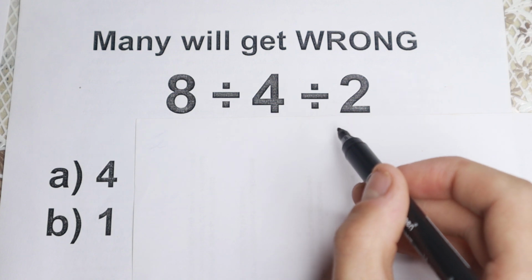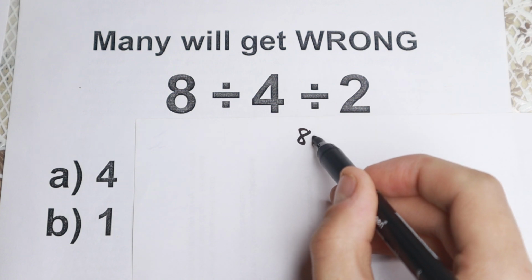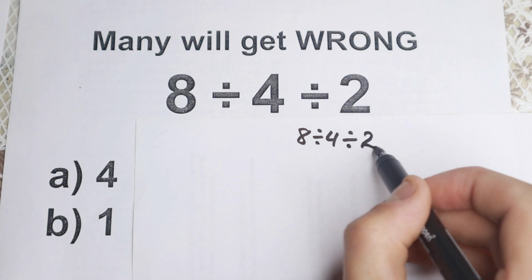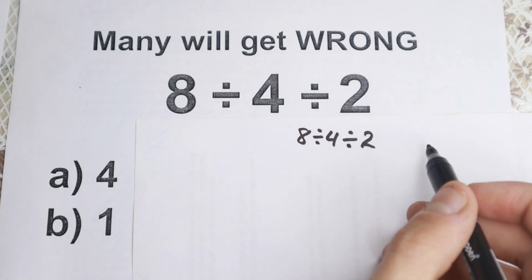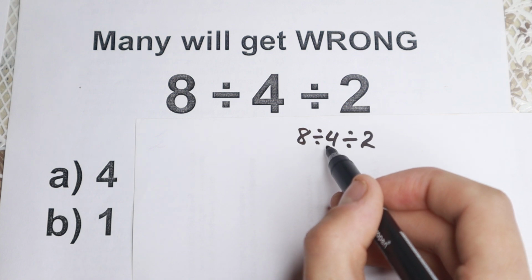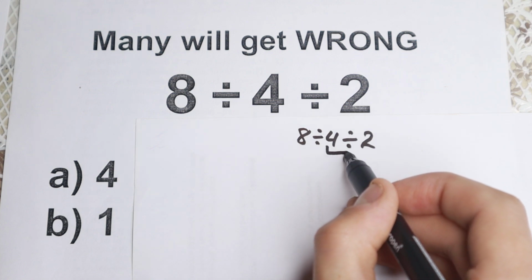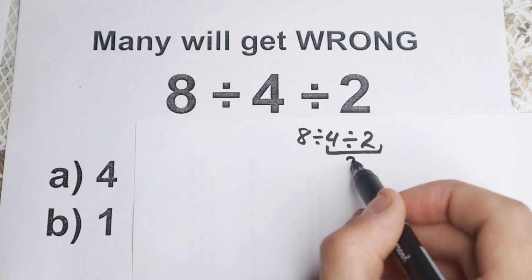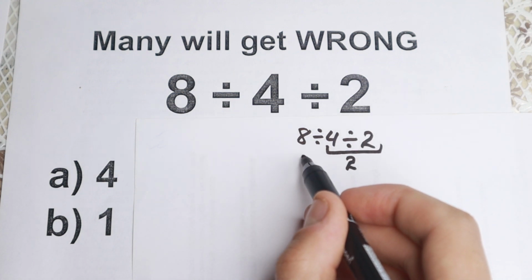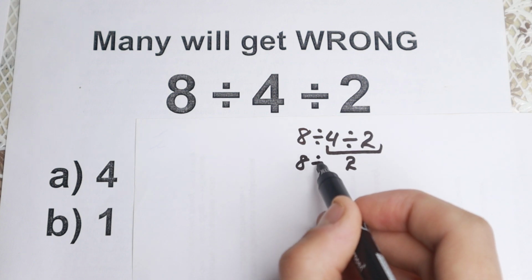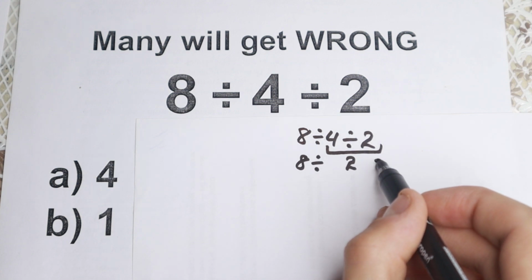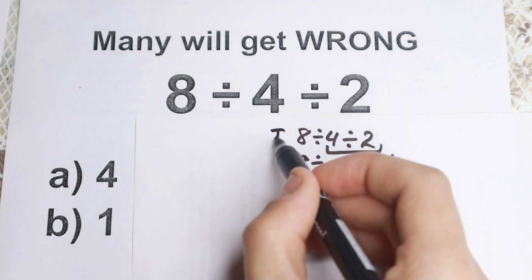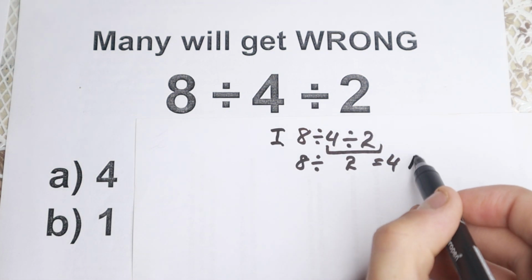Let's see this solution. So we have 8 divided by 4 and divided by 2. A lot of students do this step right here. They start with this division, 4 divided by 2. 4 divided by 2 is equal to 2, and they still have 8 in the beginning. And as a result, 8 divided by 2 is equal to 4. This is the first approach. A lot of students do this, and this is option A.